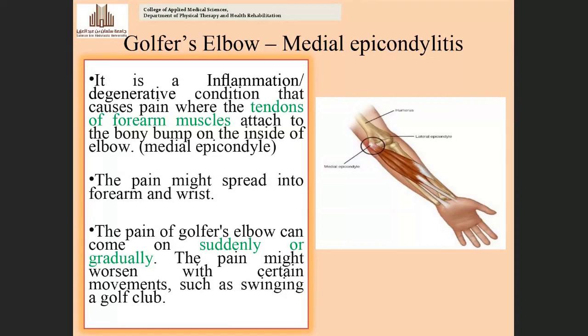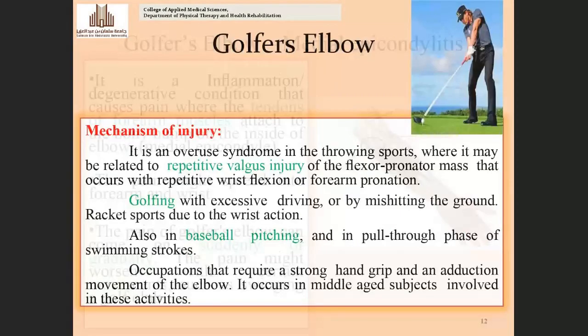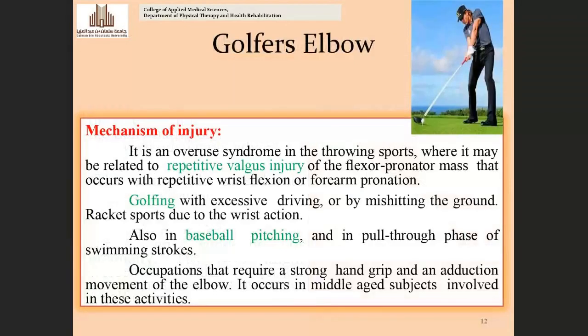We all know that in the inner aspect of the elbow, at the medial epicondyle, there is the presence of wrist flexors. So the pain might spread into the forearm and the wrist, right? After injury, the pain may spread to the forearm and the wrist. The pain of golfer's elbow can come on suddenly or gradually, so the onset of injury may be sudden or gradual. The pain might worsen with certain movements such as swinging a golf club, especially in golf players. Those who are swinging the ball have chances of getting this pain.